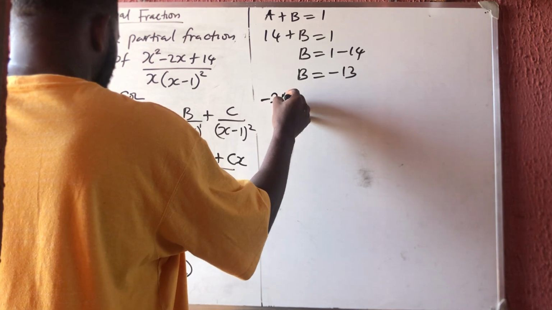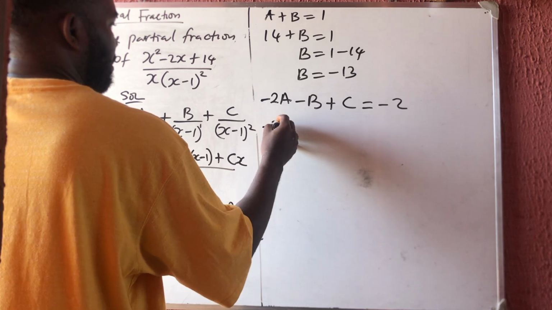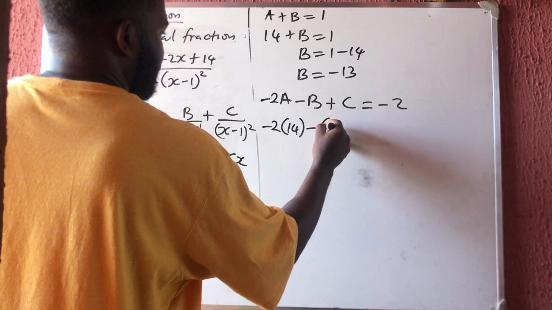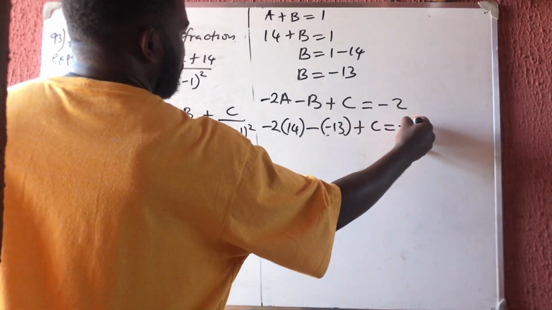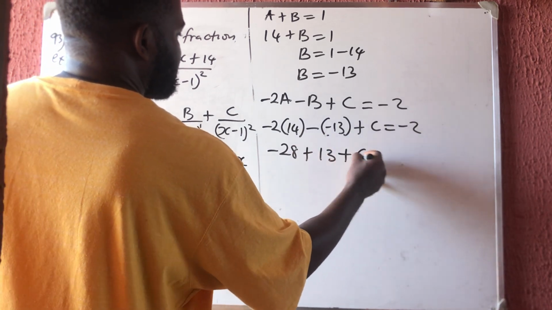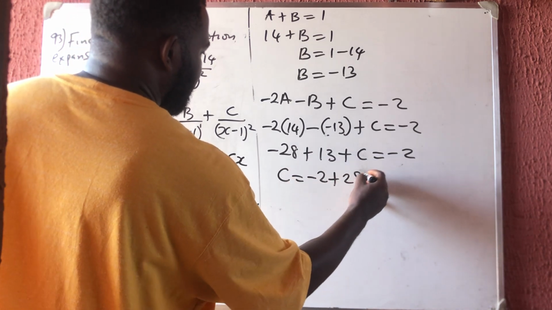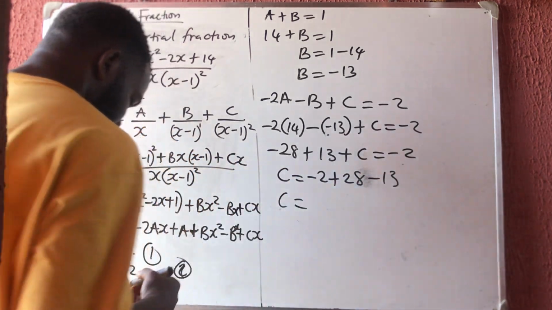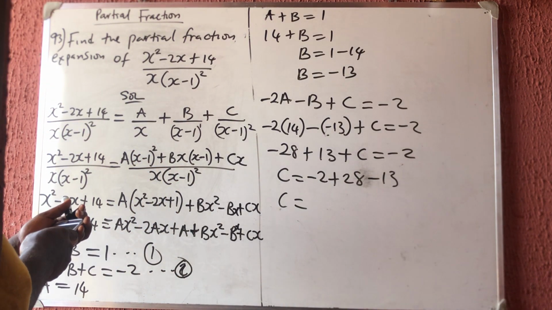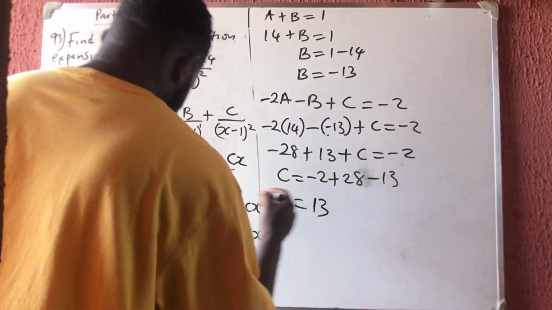I know that minus 2a minus b plus c is equal to minus 2. So let me put it: minus 2 into 14, then minus into minus 13, then plus c is equal to minus 2. So here it's giving me minus 28 plus 13 plus c is equal to minus 2. So my c will now be minus 2 plus 28 minus 13. So I have 13.